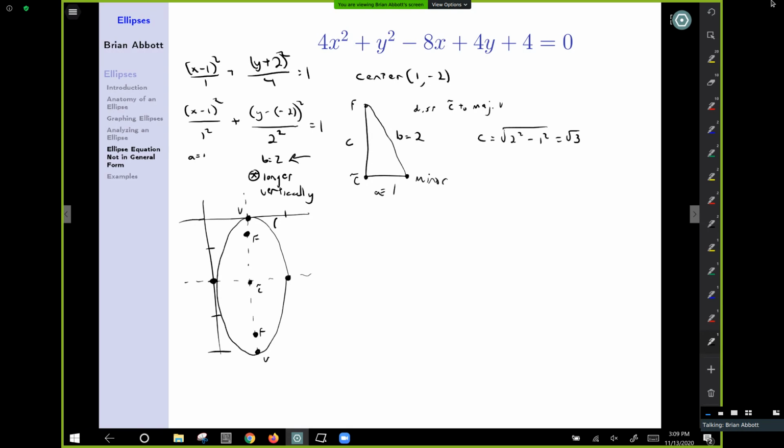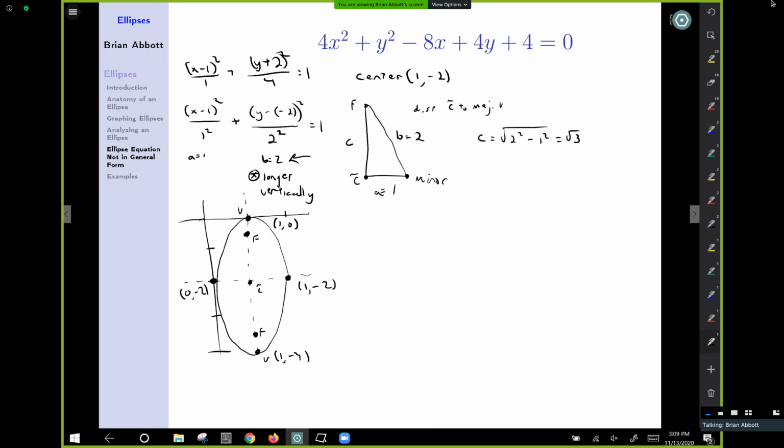Summarizing everything we know, we've already written the center above, and our major vertices. In this case, I'm just going to write them next to it. Well, that's 1, 0, and our other major vertex is 1, -4. And then our minor vertices are 1, what's that, -2, and then the other guy is 0, -2.